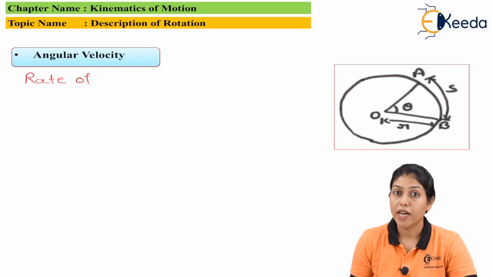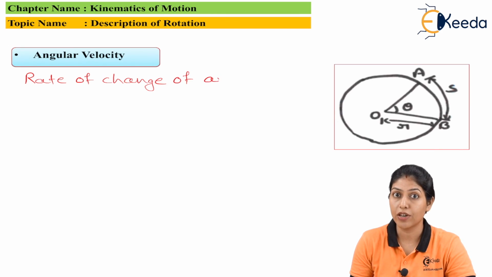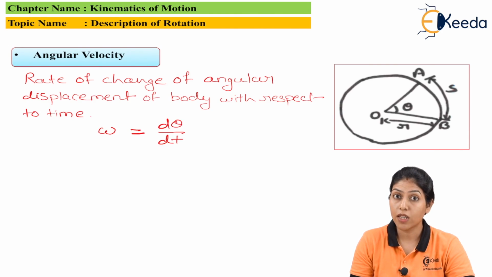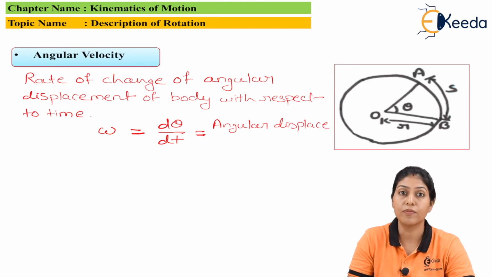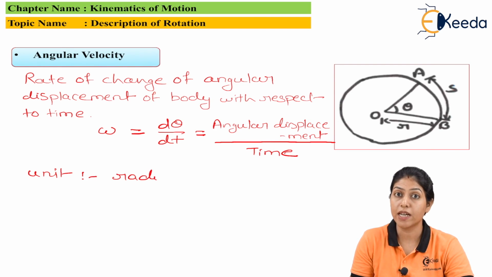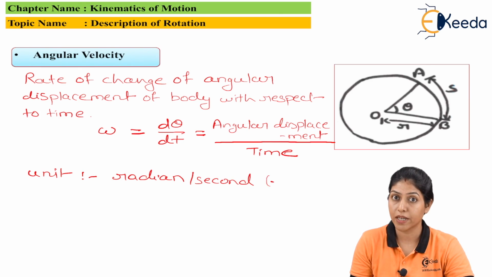Next term is related to angular velocity. Angular velocity depends on the angular displacement. The rate of change of angular displacement of the body or the particle with respect to time is called angular velocity, and it is generally represented by omega, which equals d theta by dt. Here d theta represents the angular displacement and dt is the time. As per omega equals d theta by dt, the unit of angular velocity is radian per second.